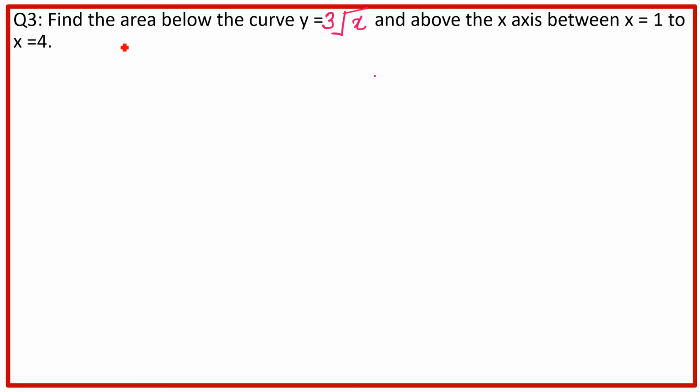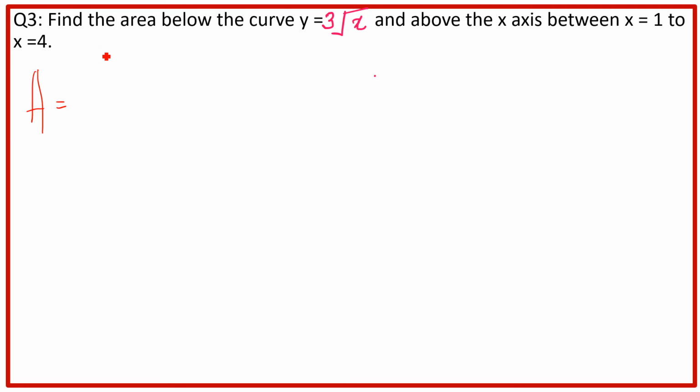First, I will show you how to solve it mathematically, and then I will show you with the help of a graph in order to give you the concept. What is the meaning of below the curve and above the x-axis? So we will start the question.